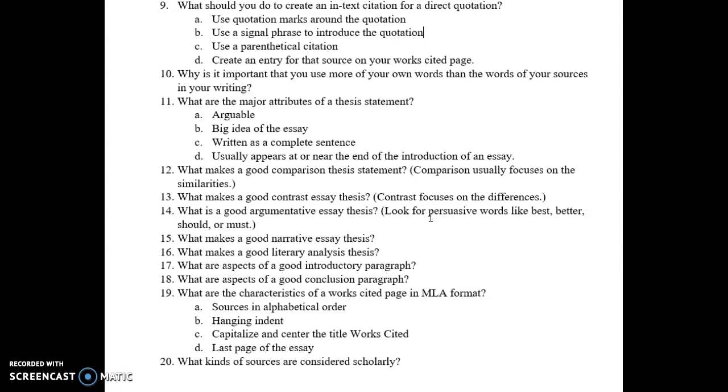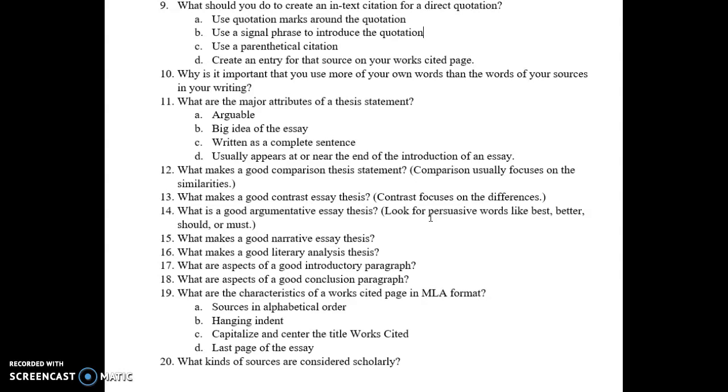Know what makes a good thesis statement for the different types of essays. So for a comparison essay, if you're strictly comparing, you're looking for similarities. If you're strictly contrasting, you're looking for differences. You may have an essay where you can compare and contrast, which would mean that you would need a thesis statement that tells the reader you are going to do both. You're going to be looking at similarities and differences and why those are significant to the point you are making.